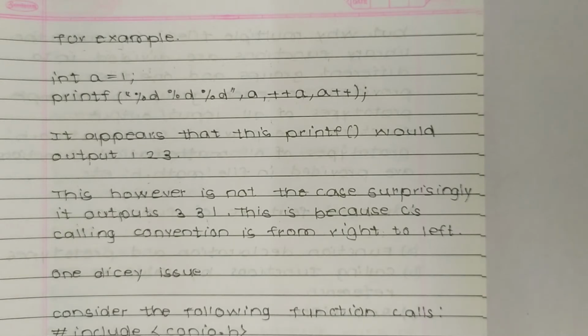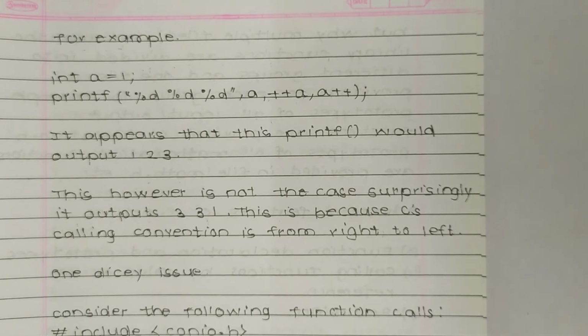So this is one example in which we have given the command int a = 1, so a is equal to 1 and the output is 3 3 1. So for a++, the calling convention, that means the arrangement, was from right to left. That is why the output is 3 3 1.